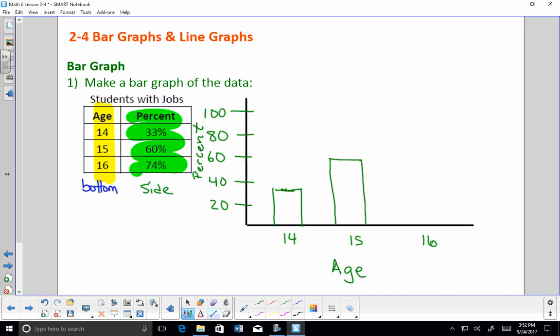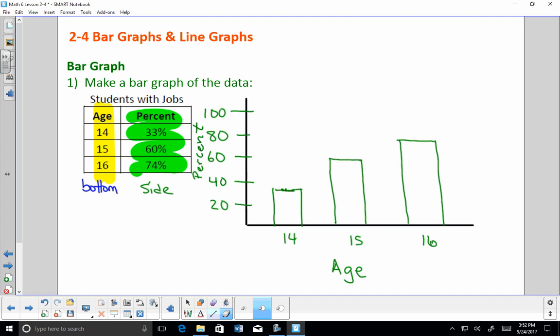And then for 16, I need to be at 74%. 74% is about halfway, a little over halfway. So if I go a little over halfway, I'm thinking about right here. I'm going to erase my stray marks I made over here that I didn't mean to make.